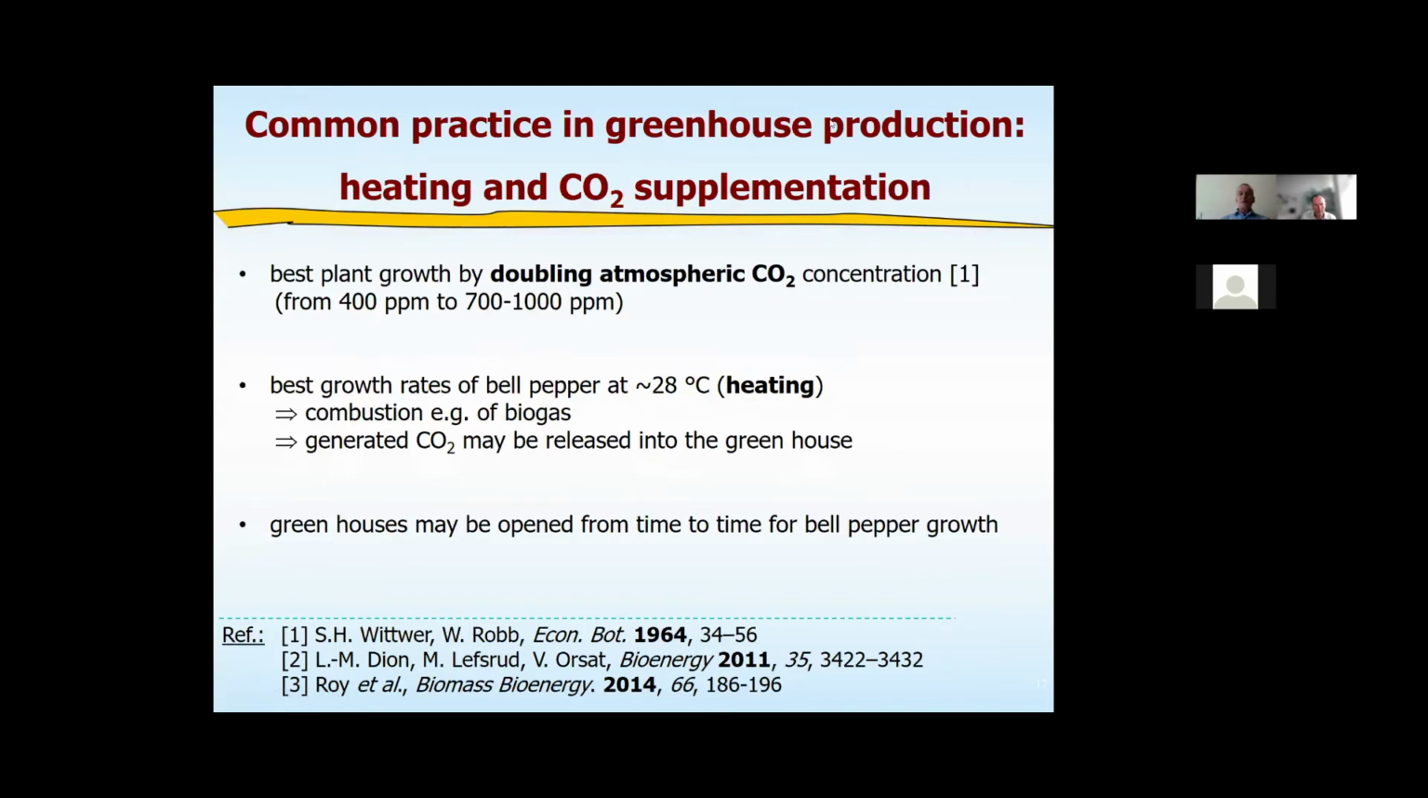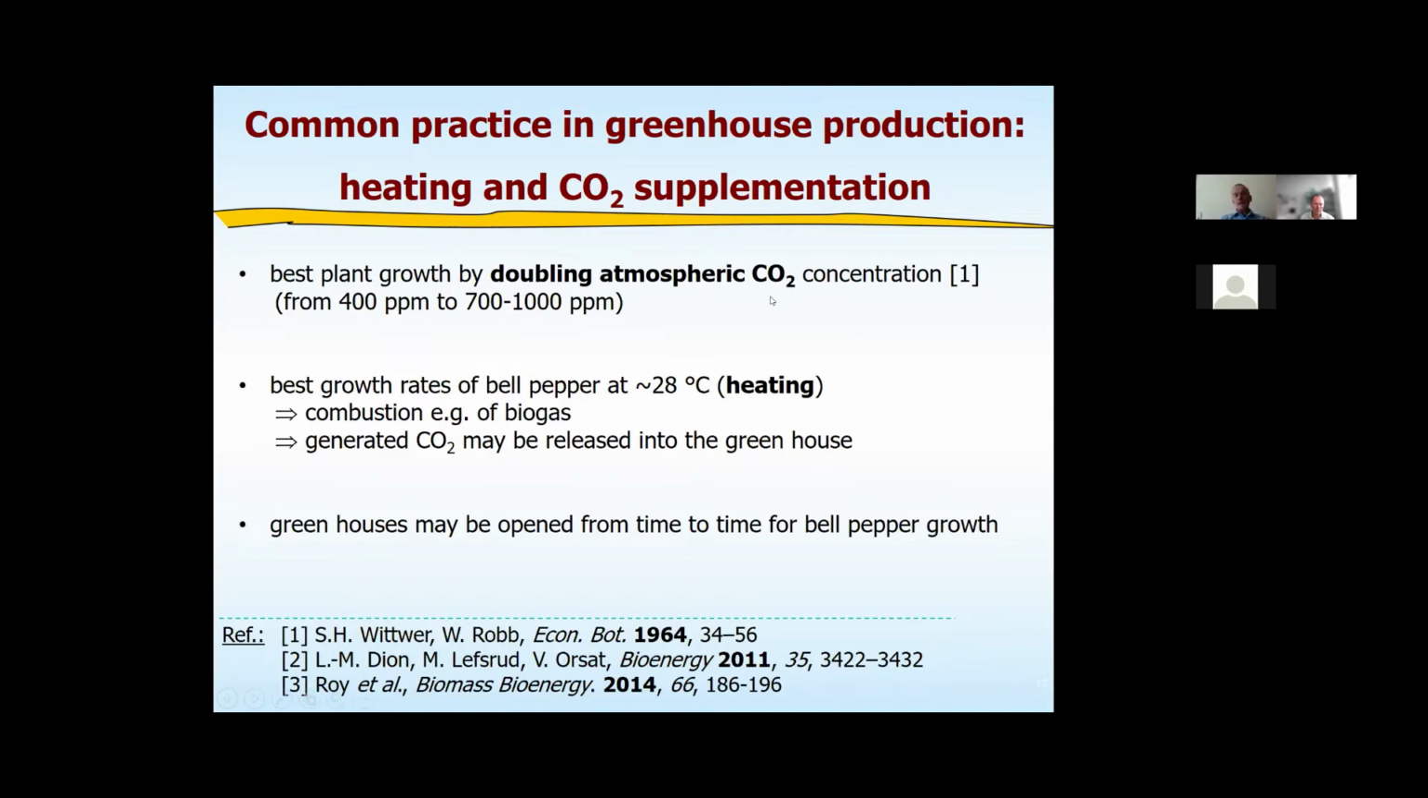So some data about greenhouse practice. If you double the atmospheric CO2 concentration, you have the highest yield of plant growth. So that means also, looking at climate change, that at the moment we are increasing the level of CO2 in the atmosphere, and this leads to a higher growth rate of plants in most areas. But it is predicted that around 2030, it will be the other way around. And after that, plant growth will decline, so we will get problems.